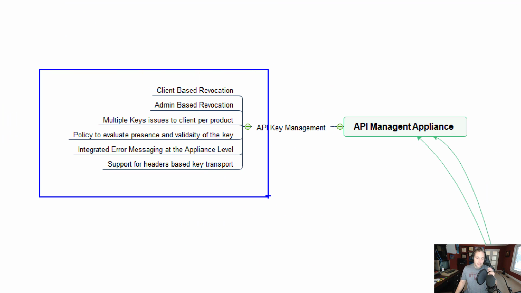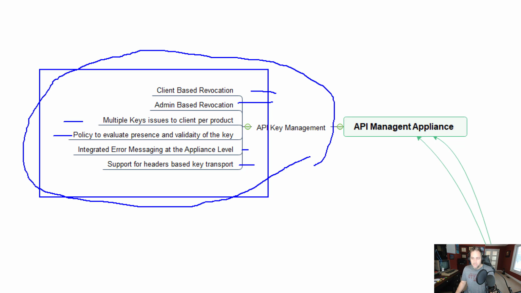So definitely Azure API Management can do client-based revocation, right? So if the client thinks that the keys are compromised, they can go and revoke that. I can go as an admin and revoke the keys as well. I can issue multiple keys per client. I can put a policy to evaluate the presence and validity of the key, right? That's done automatically in the API Manager. If you don't send a key, well, you're going to get an error. There's integrated messaging, right? So the 429, I'm not coding that. The API Manager will do that for me. And it does support header-based key transport. So perfect. So we know that we have the capability and whatnot.